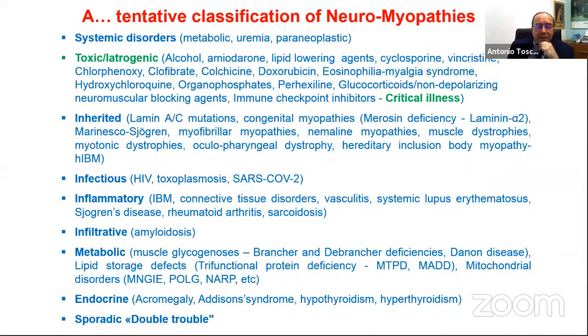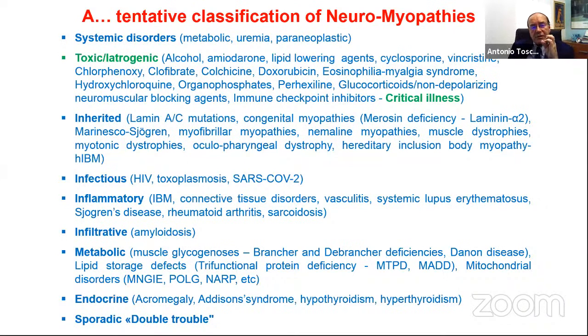So I tried to get a classification of these combined disorders, but there is no classification. So I started to try to include different causes for different kinds of myopathies and neuropathies together. And this is the main picture. We will discuss some of them, not all of them. For example, we won't discuss systemic disorders, but we all know that paraneoplastic conditions can provoke either neuropathies or myopathies.